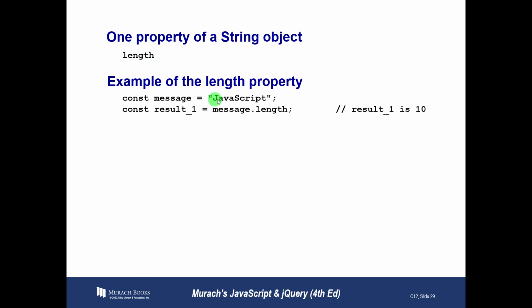Constant message equals JavaScript. If we look at JavaScript, it is a string. We assign it to this constant message. If we look, it has 1, 2, 3, 4, 5, 6, 7, 8, 9, 10 characters in it. So we can call message.length, and the message.length will tell us how many characters are in it. We stored that in the result in this case, but the message.length would be equal to 10. So result 1 would be equal to 10 because that's the length of our string.